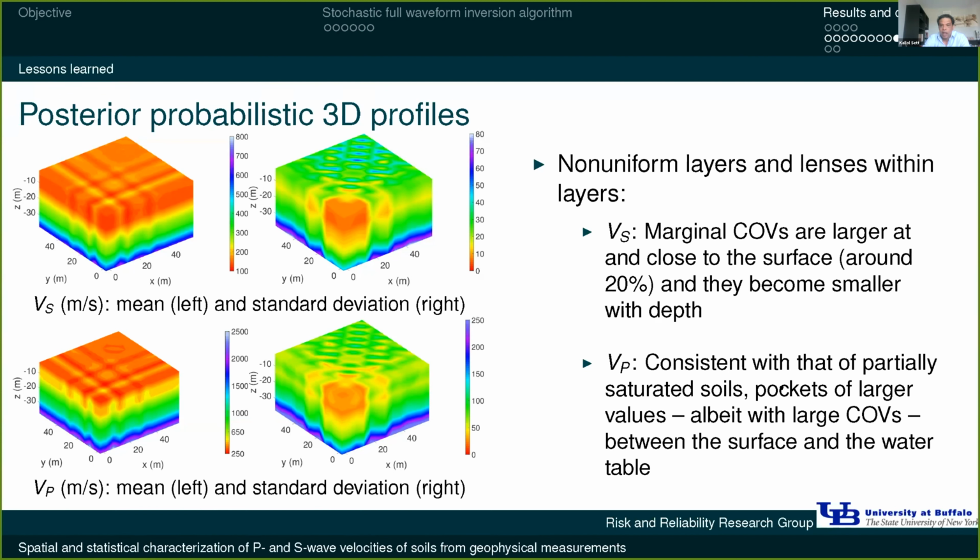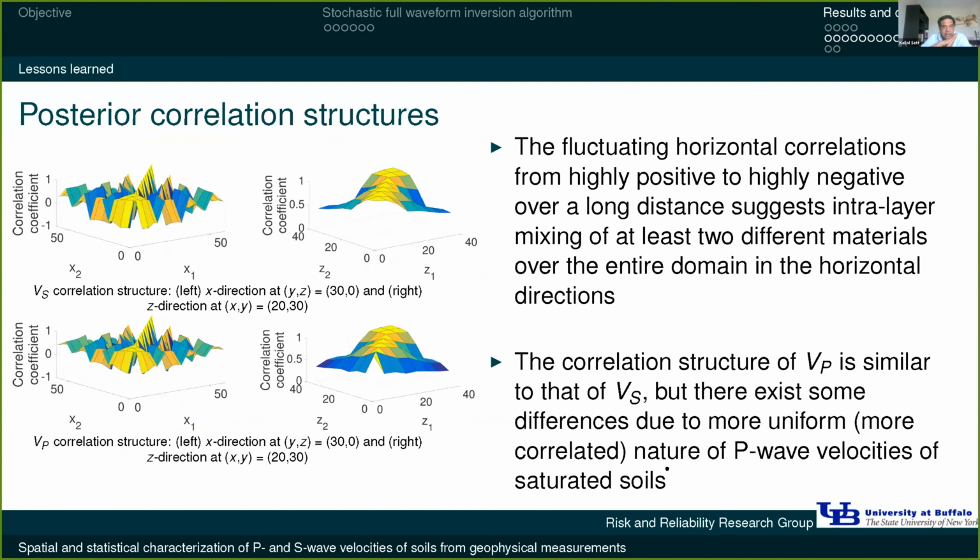Now for VP, consistent with that of partially saturated soil, there are pockets of larger values, albeit with large COVs between the surface and the water table. And here, these are the posterior correlation structures. We can see in the horizontal direction, it fluctuates from positive to negative over a long distance. That means intermixing of information between layers over the length of the site in both directions. And the structure for VP and VS were similar, but there exists some difference due to the more uniform nature of P wave velocities of saturated soil.